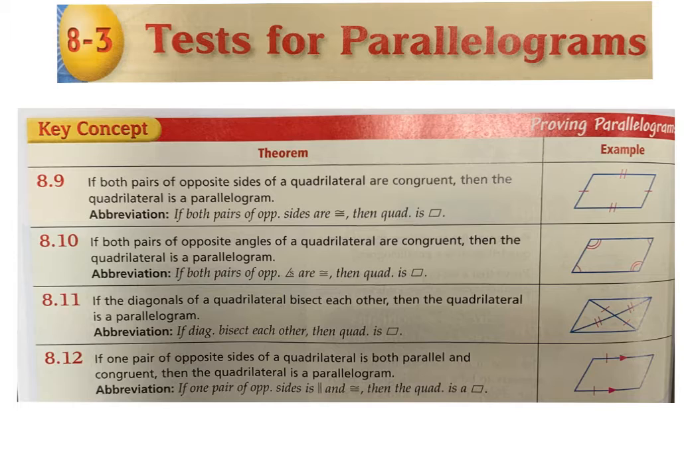All right? If opposite angles are congruent, it's a parallelogram. If the diagonals bisect each other, it's a parallelogram, right? And then this is one that we haven't looked at. If one pair of opposite sides of a quadrilateral is both parallel and congruent, then it's a parallelogram. So even if you don't have both sets of sides, if you have one set that is both parallel and congruent, you can say it's a parallelogram. All right?